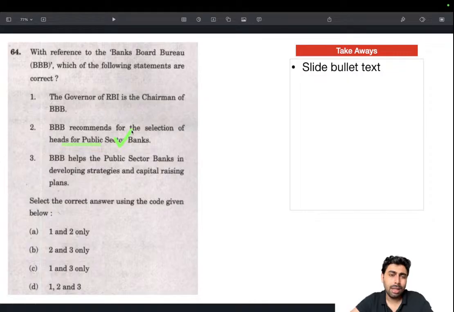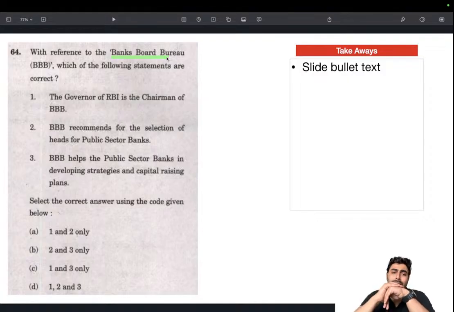This makes sense. This was actually a current affair where there is little logic, where you can actually use very little logic here, but we'll try to do that. They recommend selection of heads. Makes sense. This, not sure. Banks Board Bureau helps the public sector banks in developing strategies and capital raising plans. Again, little factual. But the only thing we could be sure about is the following.